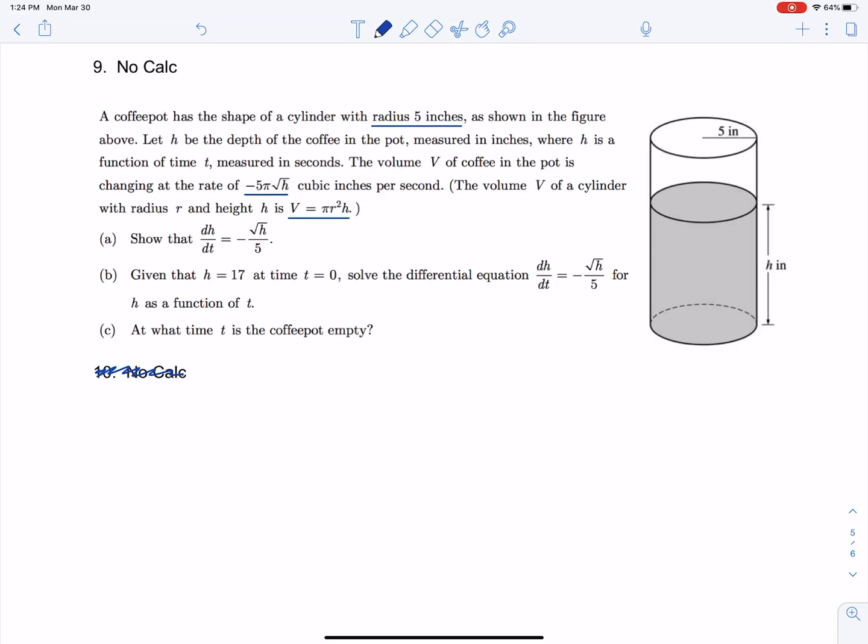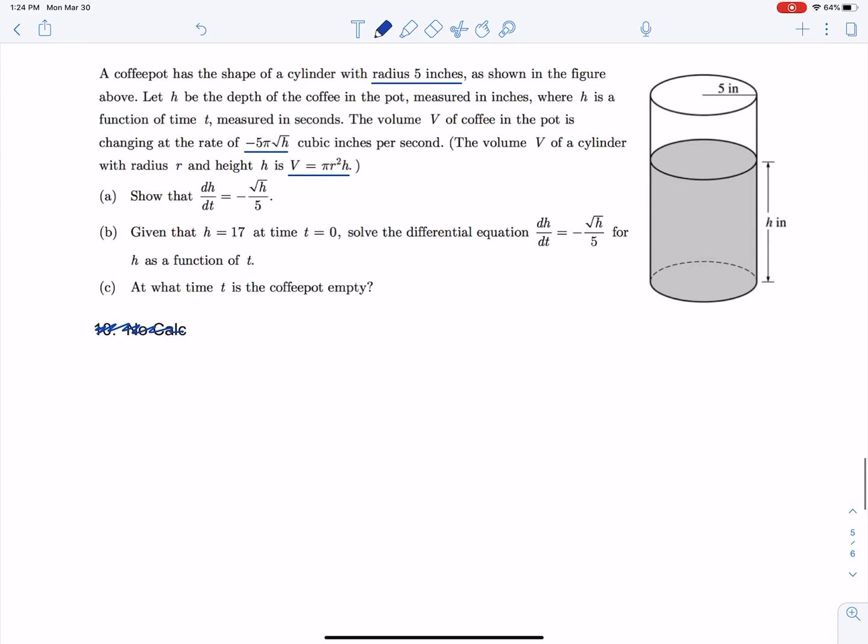So the first thing we got to do is show that dH/dt equals this. So how are we going to do that? Well, we're going to take the function v equals pi r squared h. And I think you guys agree, when I take the derivative of this, I will get something with a dH/dt, and I can solve for dH/dt.